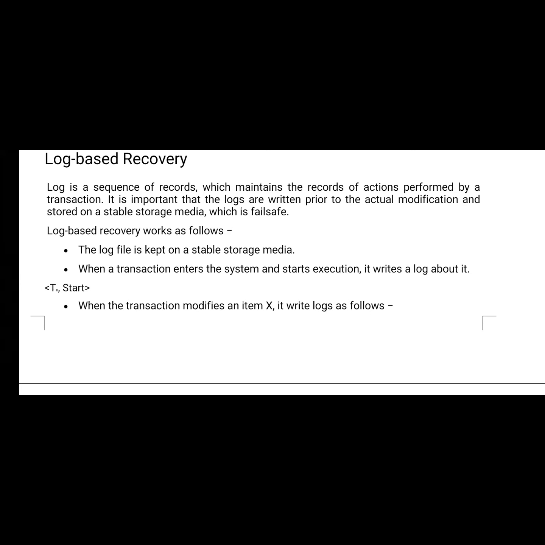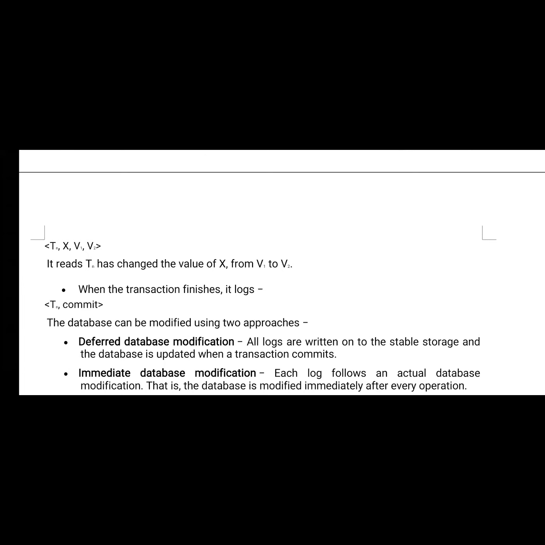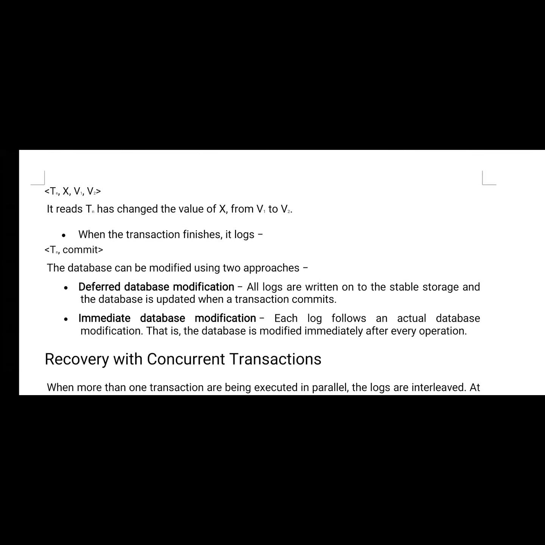Okay, when a transaction modifies an item X, it writes logs as follows: Tn, X, V1, V2. It reads that Tn has changed the value of X from V1 to V2. That means if we perform any update on a particular data item, that is also maintained in the log. When the transaction finishes, it writes Tn commit.